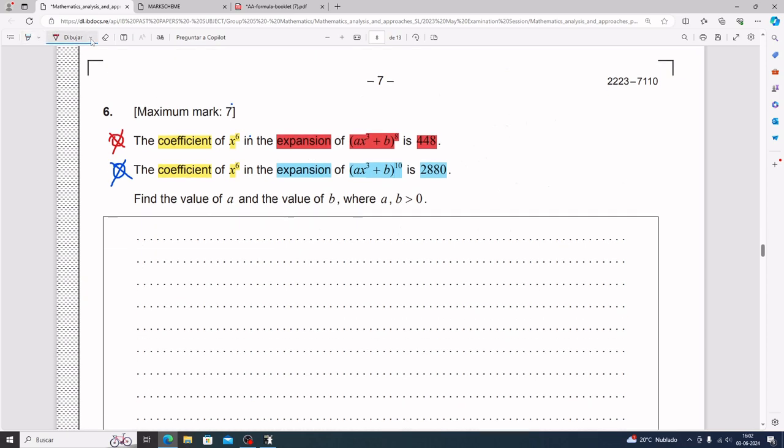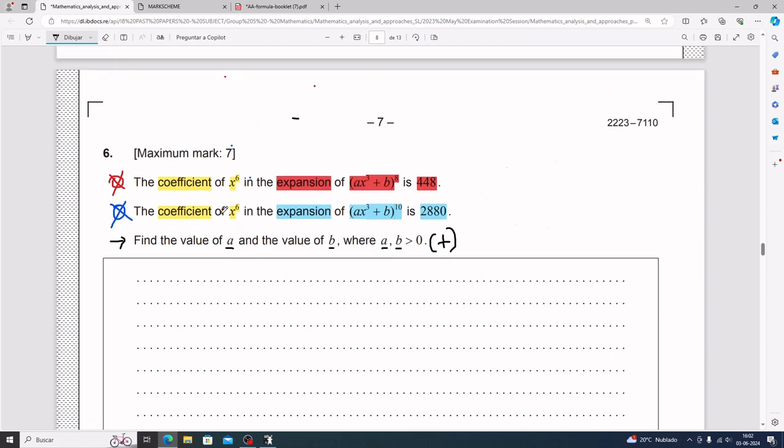So what's the main goal we have to do here? Eventually you need to find the values of a and b, where a and b are both greater than 0. In other words, a and b are both going to be positive. That's all it's really telling you. A and b are both positive.